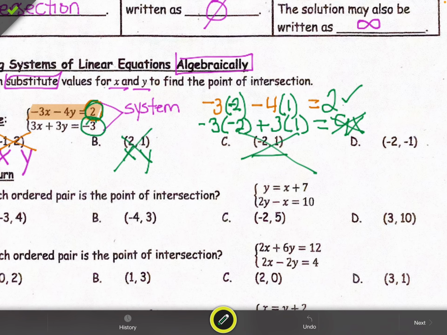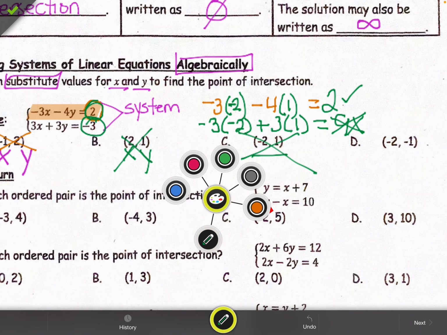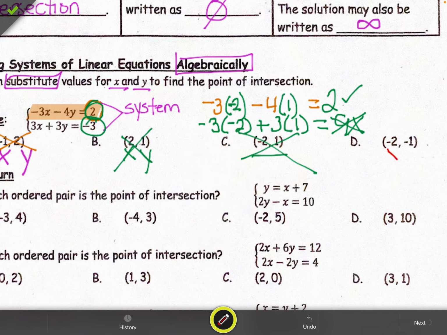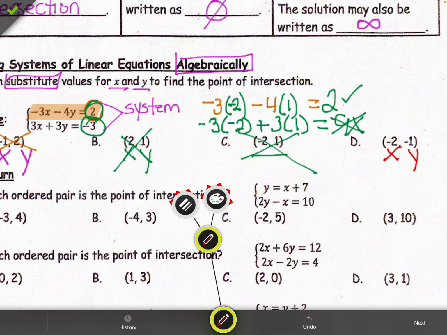Now, I look at the back here, the last one. Hopefully this one's going to work, right? Otherwise, we did something wrong. So again, plug in x, plug in y. So -2 and -1, okay, and so forth.